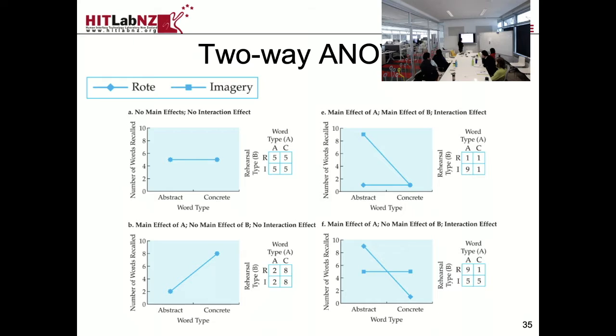And also, when you see the word type, in this case the performance was the same, but in this case the performance was pretty different, right? So word type also has a main effect. Am I correct? So let's say word type is A, and the rehearsal type is B. So A and B both have a main effect on this graph. Understand? What about this one?